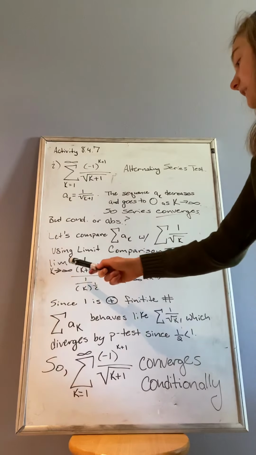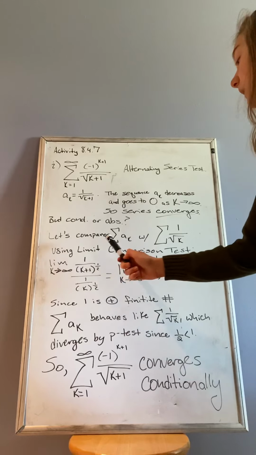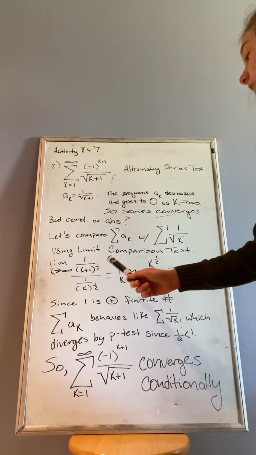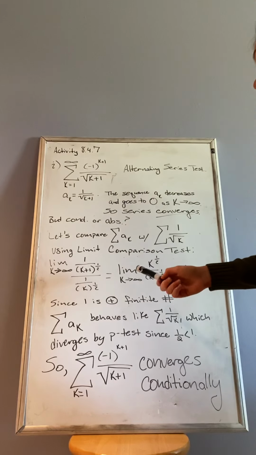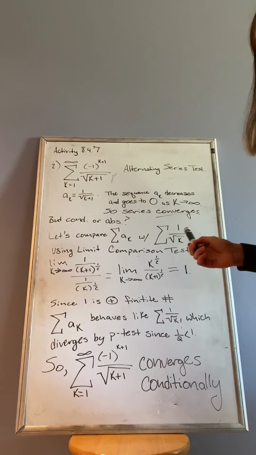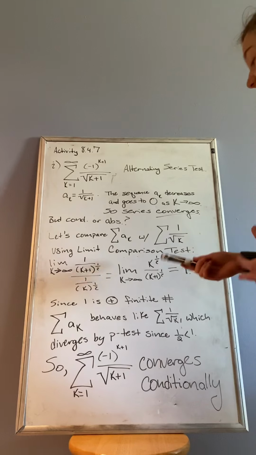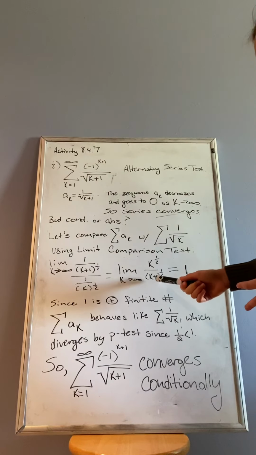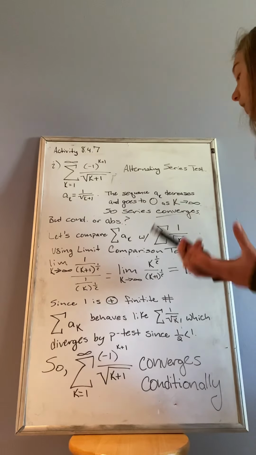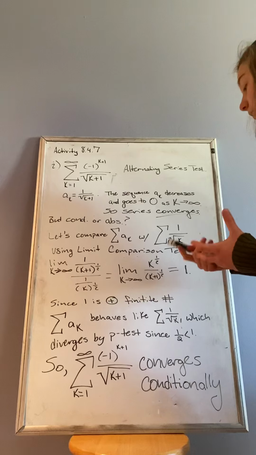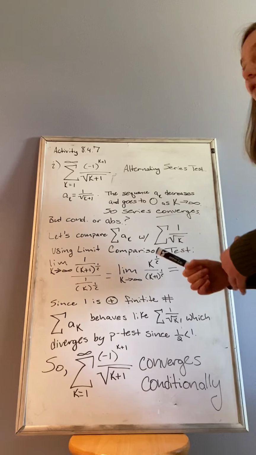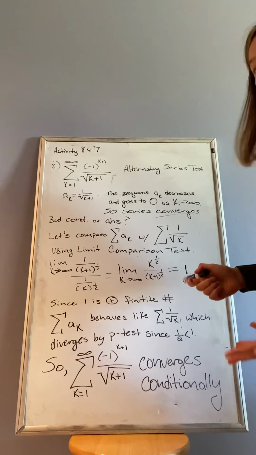So we're going to take the limit as k approaches infinity of 1 over (k plus 1)^(1/2) over 1 over k^(1/2). So then we get the limit as k approaches infinity of k^(1/2) over (k plus 1)^(1/2). This is super similar because the only difference is this 1 here, and as k approaches infinity, it doesn't really matter at all. So essentially, we're just seeing what the limit of k^(1/2) over k^(1/2) is, which is just going to approach 1.